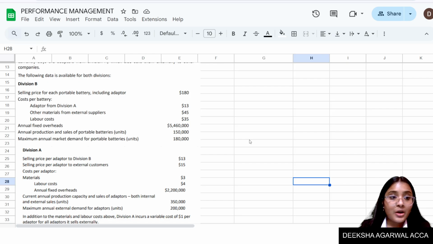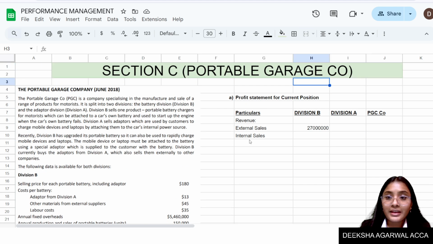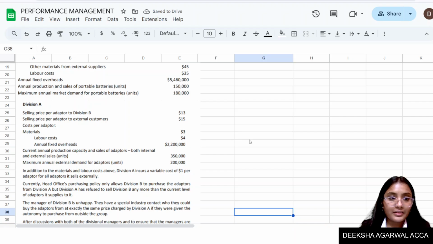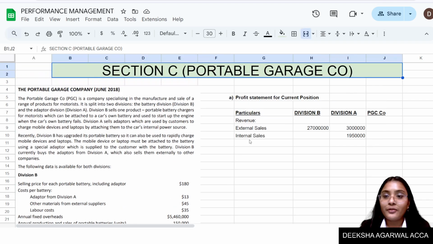For division A, my selling price is 13 for division B internal transfer. External is 15. What is my internal transfer? 2 lakh. Correct. And you're transferring at $15 internally. How many units are you transferring? Obviously, as per the demand, 1,50,000 at $13. You need to understand one thing here. Their current annual production capacity is 3,50,000, out of which 2 lakh is external and 1,50,000 internal. Yes, they are operating at full capacity.